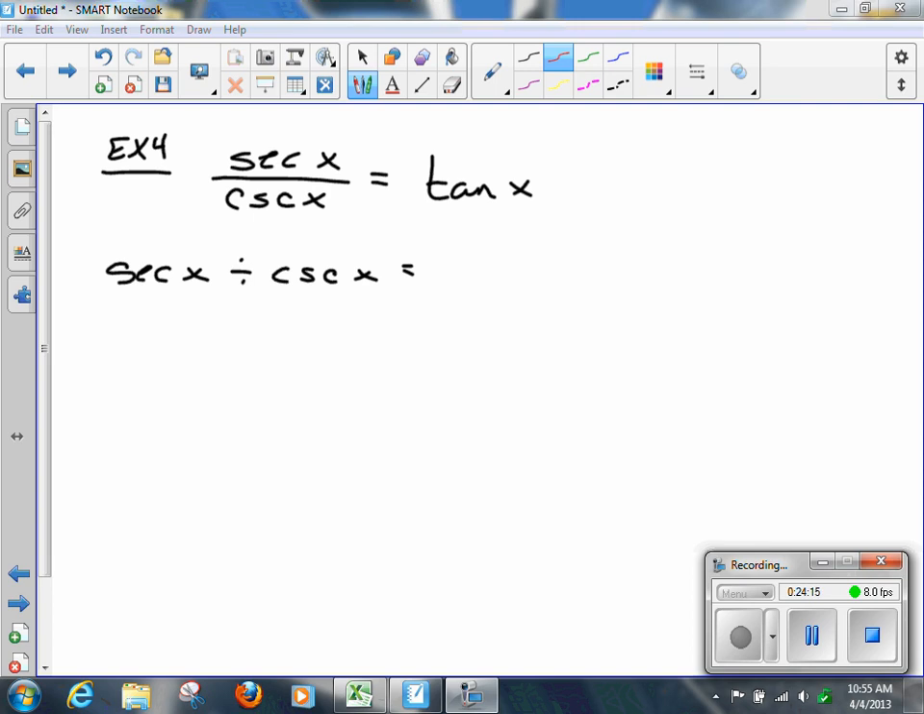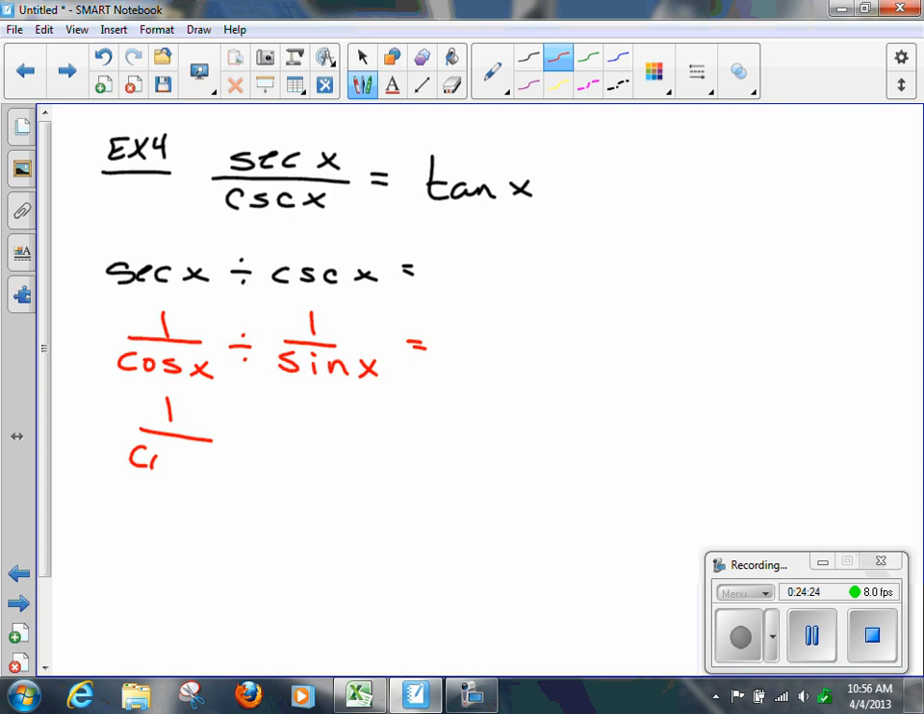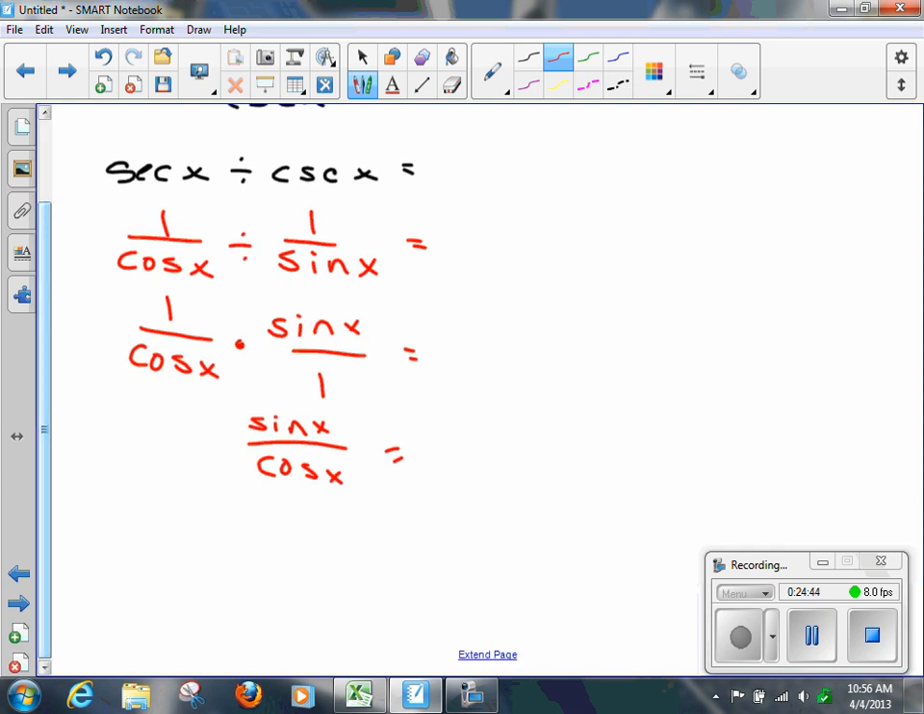Convert it to what? 1 over cosine divided by 1 over sine, and then do what? Copy, change, flip. Multiply by the reciprocal. Then what? Cross out your ones. Yes, you could cross out your ones. I'm not going to do that. I'm going to multiply across. 1 times sine is sine x over cosine x. I get sine over cosine, which is tangent.